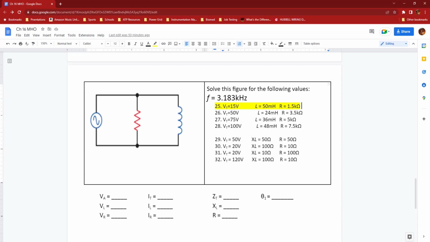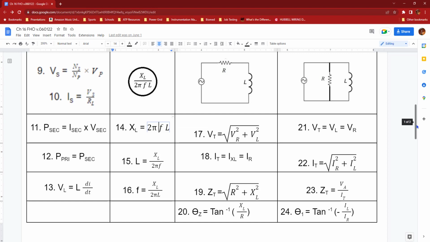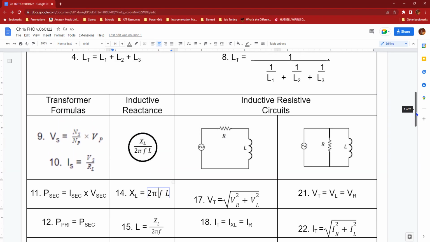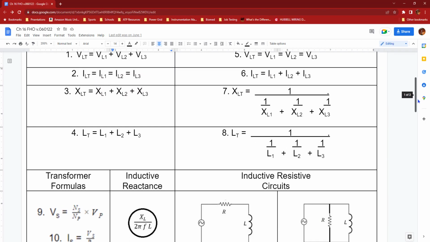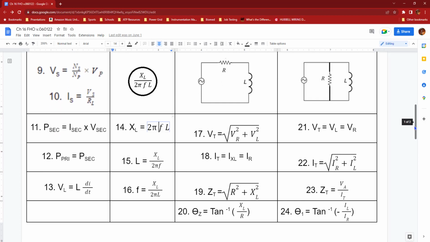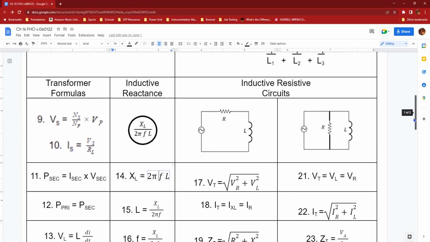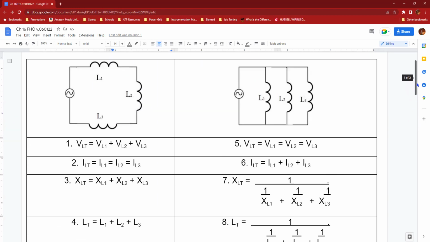The formulas we will be using are from the Chapter 16 formula handout. Here's a look at the entire handout. I will be putting a link in the video description below to print these if you need to. Otherwise, if you don't have a printer, you could pause the video and write down the formulas.